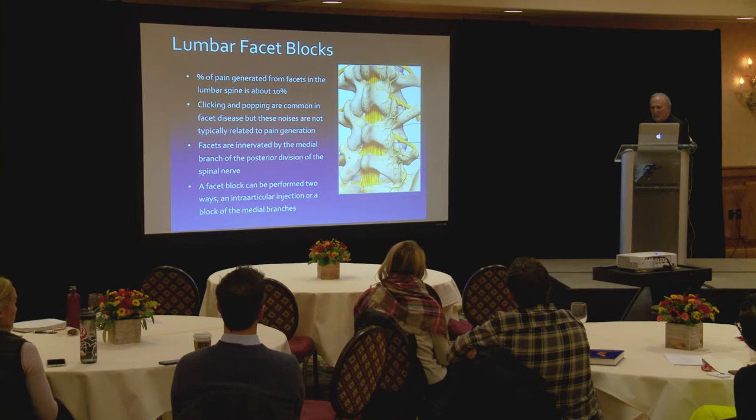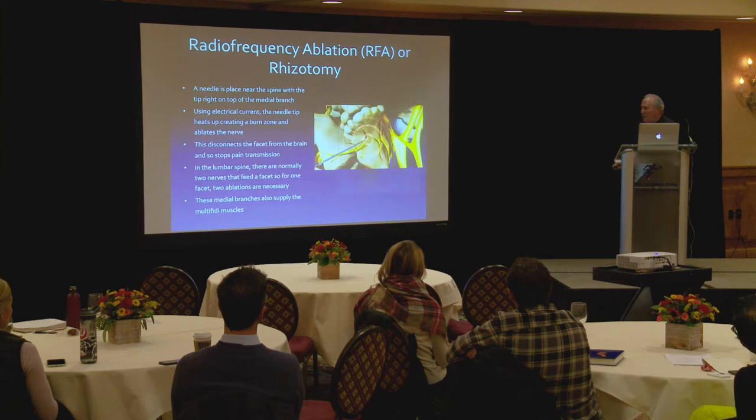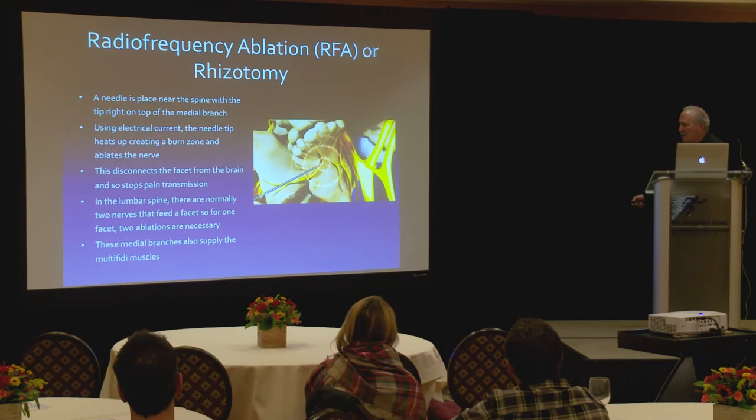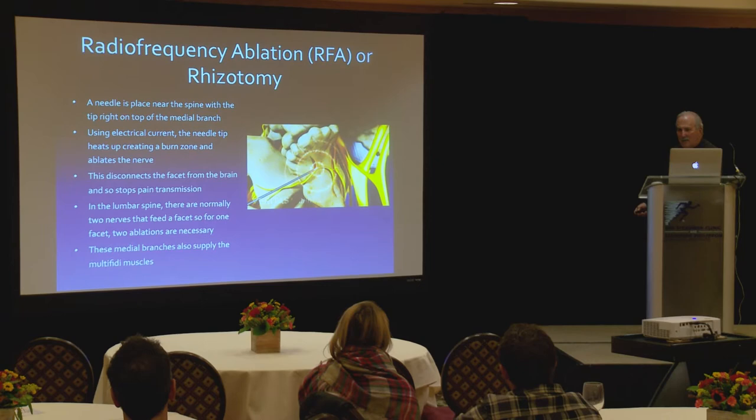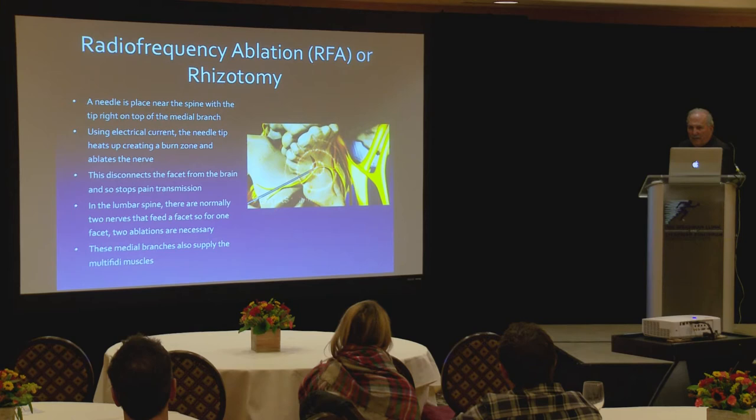Well, if you get positive blocks times two, what do you do? A radiofrequency ablation. So Dr. Evans has a needle tip that will heat up under the influence of electricity, so he can put it right on that medial branch and create a burn zone and kill it. And does it last forever? Unfortunately, most of the time, no, because peripheral nerves try and regenerate.